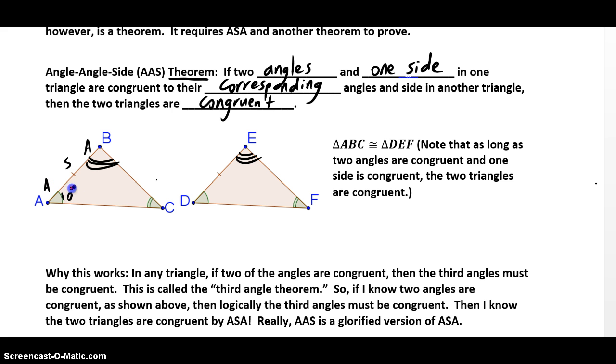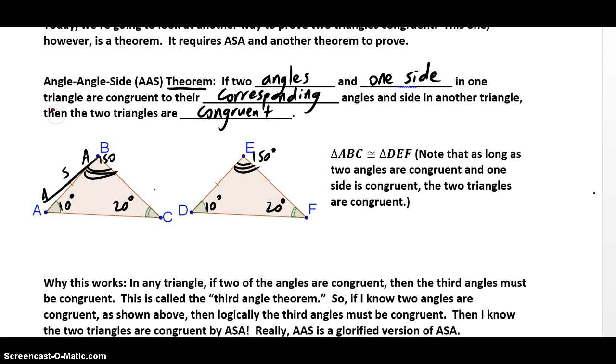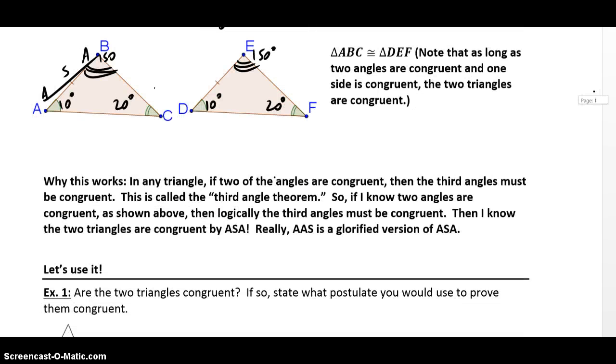For instance, you could go 10 degrees, 20 degrees. That's 30. That means this would have to be 150. Well, guess what? If this is 10 and 20, because they have to be the same, this is also 150. Every time it'll work, all right? And you'll always end up with angle, side, angle, which we showed yesterday worked. So realistically, angle, angle, side, our new one here, is just a glorified version of angle, side, angle. Alright? That's all it is. It's just a special case. Okay? But that's why it's a theorem. We have to prove it.